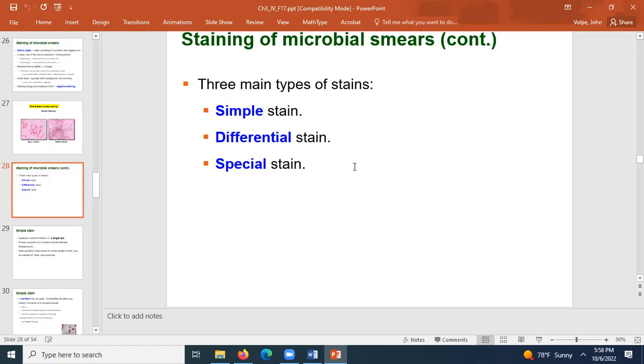The differential stain can allow you to determine differences between cells or even within the same cell. A special stain is the third type of stains, and there are many different special stains. They are a stain for observing a particular structure in the cell. And we'll talk more about special stains in a little bit.